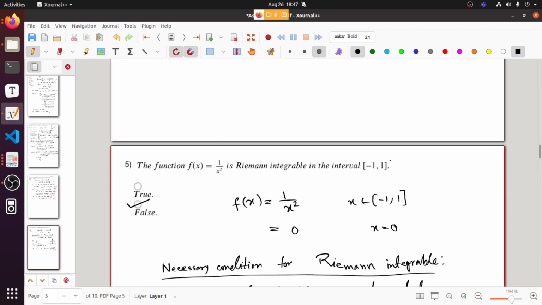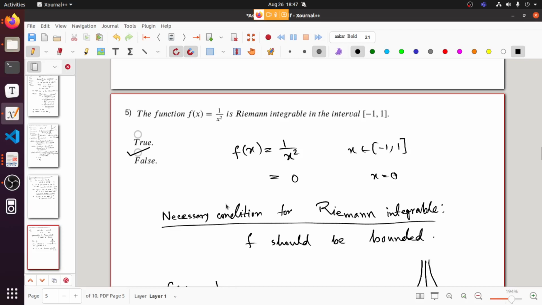So the second option is false. This is not Riemann integrable, so the statement is not true. Okay.